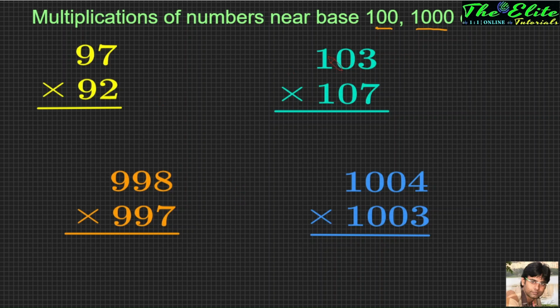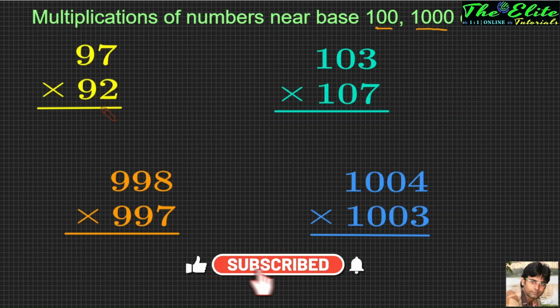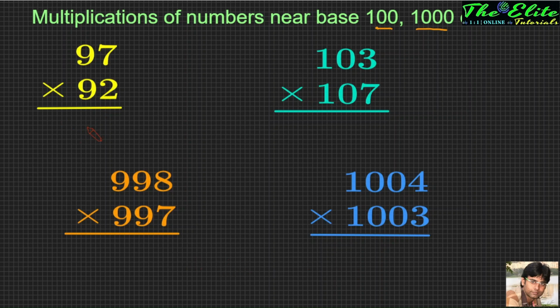So as I told you, near the base means the numbers that are around 100 and the numbers that are nearby 1000. For example, here 97 and 92 are very much near to 100, so we can call these numbers as the numbers on the base of 100. For example, here 998 or 997 are the numbers very much near to thousands, so we can call these numbers as the numbers near the base 1000. Likewise, these numbers are on the base of 10,000. I hope you understood this.